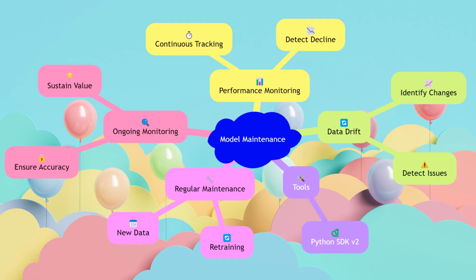After deployment, it's essential to monitor your model's performance continuously. Over time, the data your model encounters may change, leading to a decline in performance. Python SDK v2 provides tools for monitoring model performance and detecting issues such as data drift. Regular maintenance, including retraining the model with new data, ensures that your model remains accurate and reliable. Ongoing monitoring and maintenance are vital for sustaining the value of your machine learning solution.